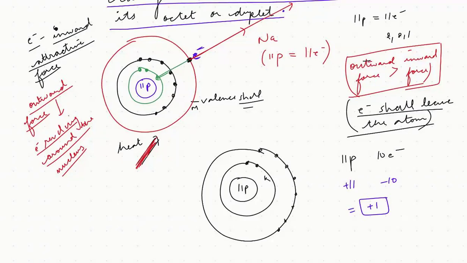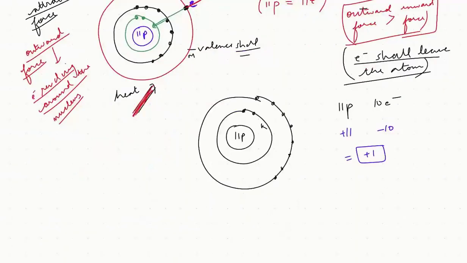Got the point? So I hope you're understanding that we would have Na carrying a plus 1 charge. So this is nothing but just the valency. Got the point? So Na here would be Na plus. Na here would be what? Na plus 1. Got the point?